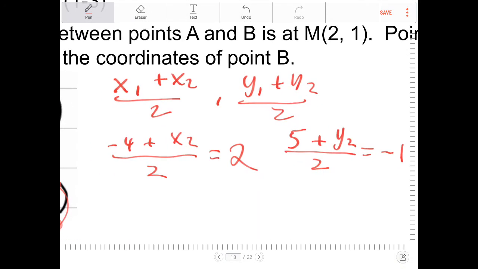So I'm left with 2 algebraic problems that I need to solve. I'm going to cross multiply, and then I can figure out what x2 is. And same thing for y2. If I cross multiply here, multiply both sides by 2, I will end up with negative 4 plus x2 is equal to 4. Add 4 to both sides, and I will end up with x2 is equal to 8.